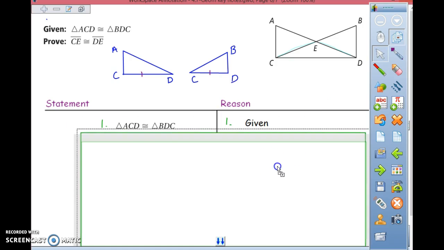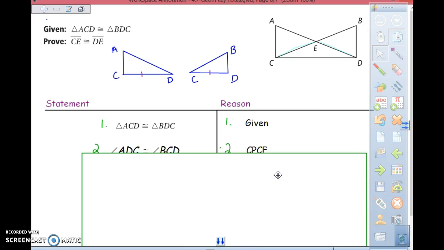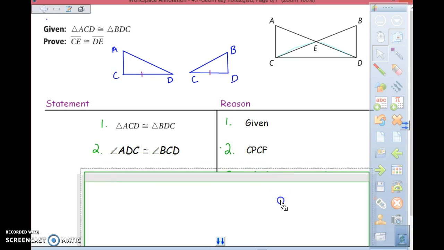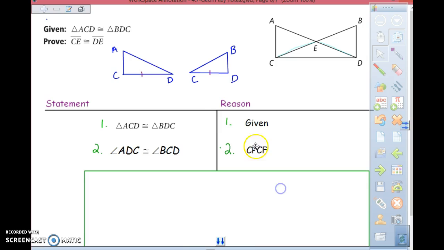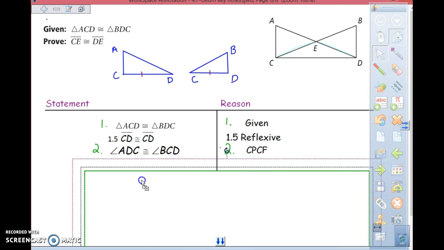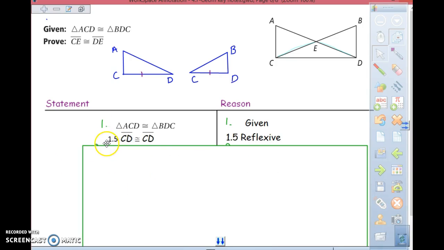So in our proof, we have given, and then we can also say that CD is congruent to CD. So I'm going to add that in my proof. I'm going to sneak that in after step number 1. I already have my proof written out, so I'm going to call that step 1.5. And I'm going to say by reflexive, CD is congruent to itself. I don't think I'm going to need that step, but let's just get it off our hands.